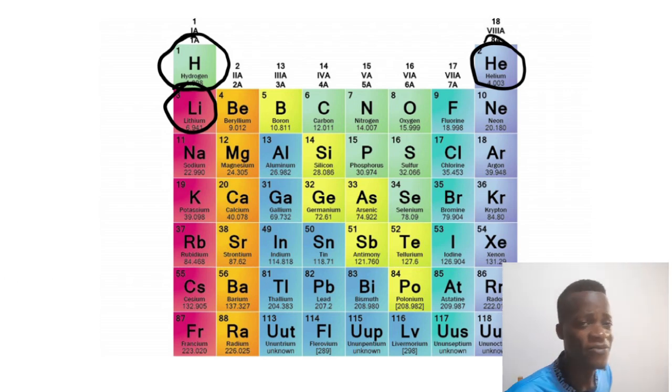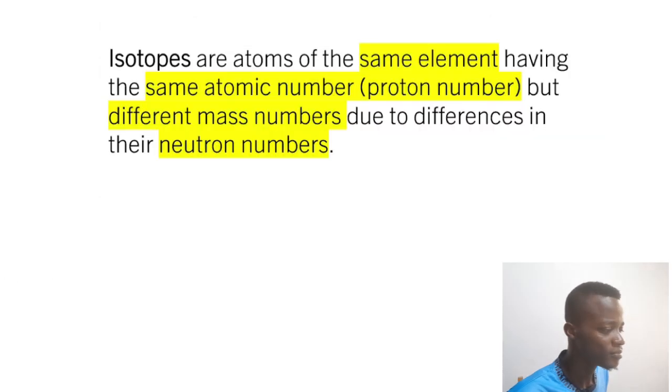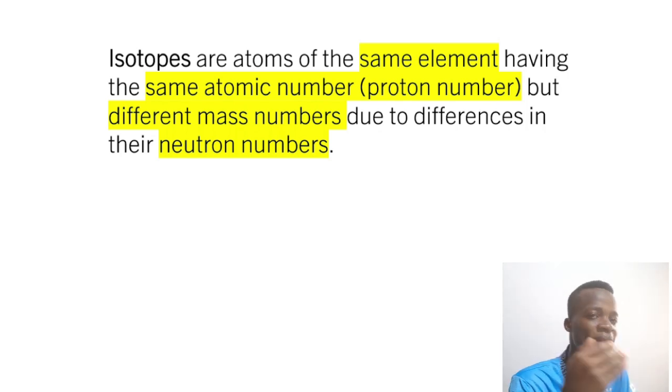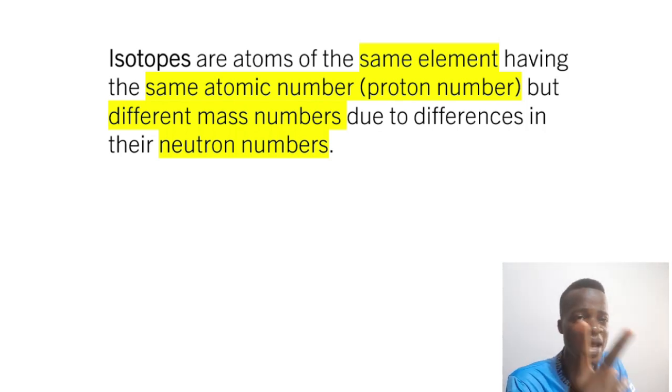Now let's get to the definition of isotopes. With this definition, you say isotopes are atoms of the same element, right? If you follow whatever I said earlier, isotopes are atoms of the same element having the same atomic number. I mean, they have the same proton number, but the proton number determines the position on the periodic table. If you put on number 2, then you're on position 2, that's helium. If you put on number 3, you're on position 3, that's lithium.